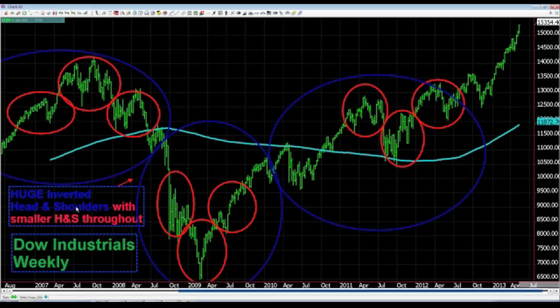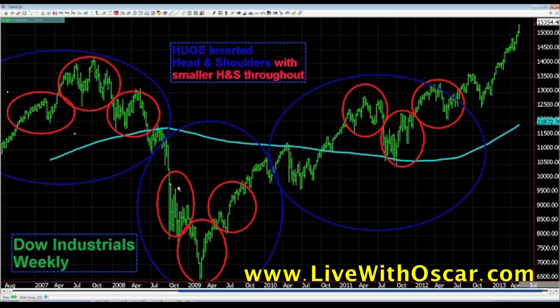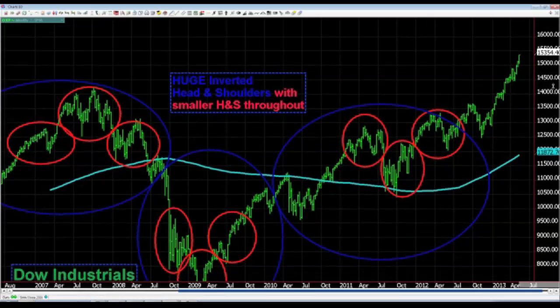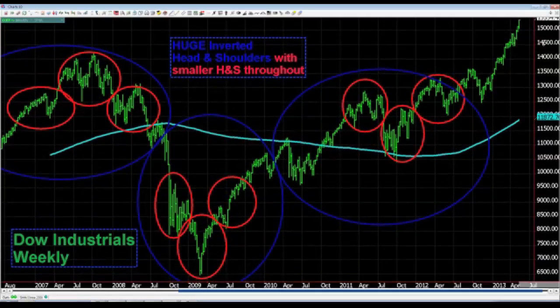Traders, the Dow Jones Industrial Average weekly bar chart. Look at this chart. This is another inverted, monstrous inverted head and shoulders, well above the 200 bar moving average. The left shoulder has a very well-defined head and shoulders in it. The head has a very well-defined inverted head and shoulders in it. The right shoulder has a very well-defined upright head and shoulders in it. And the projection is much greater than where we are now. These markets look fantastic long-term, even if there was to be some sort of a pullback.